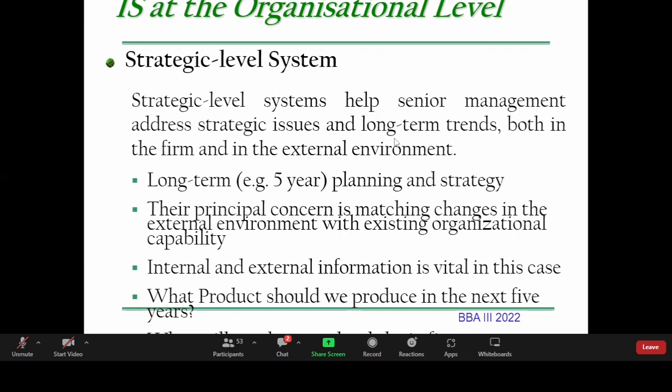What is our grounding as an organization? Okay, then internal and external information is vital. So internal and external information automatically leads us to the PESTEL analysis and the SWOT analysis there. What product should we produce in the next 5 years? You're looking at long range planning, and what will employment levels be in the next 5 years? Automatically, when you see the period of 5, it takes you to the long-term analysis.